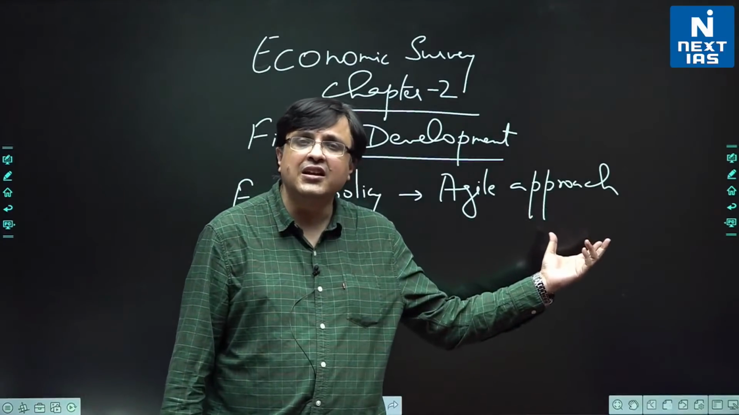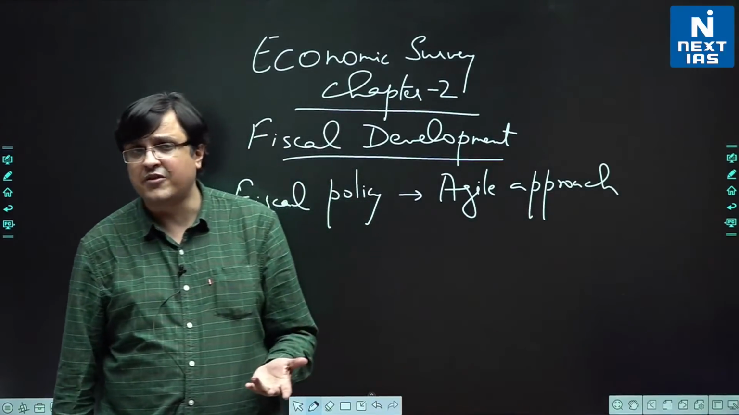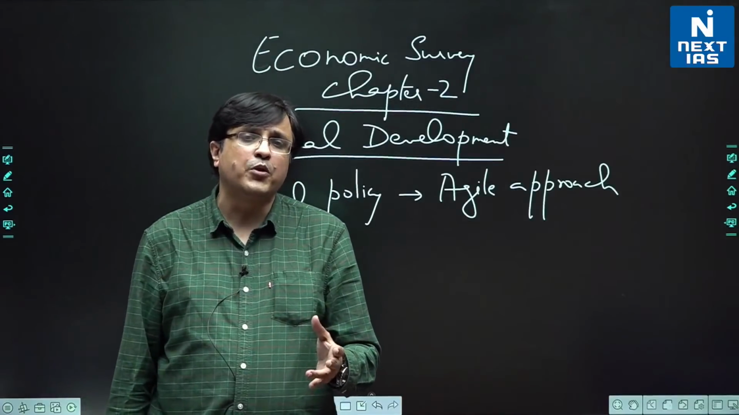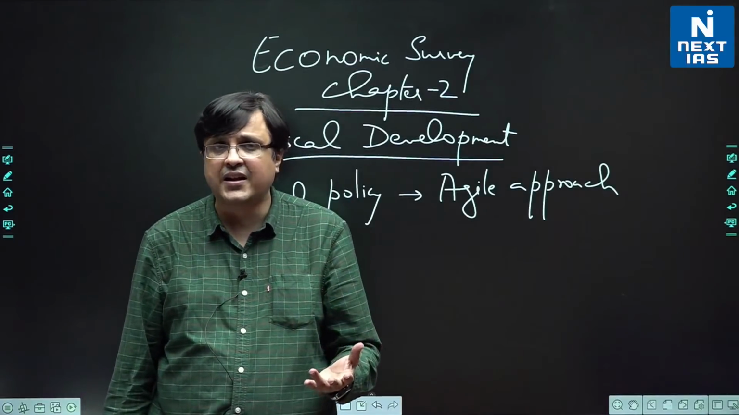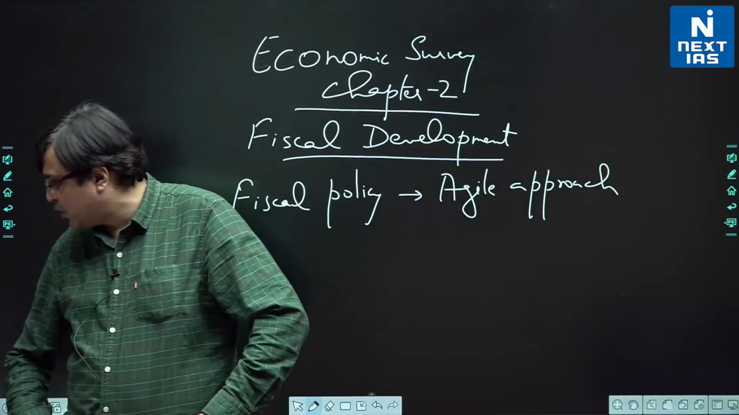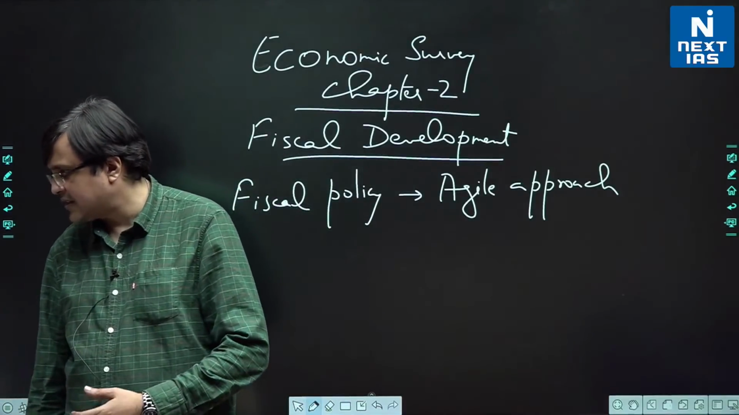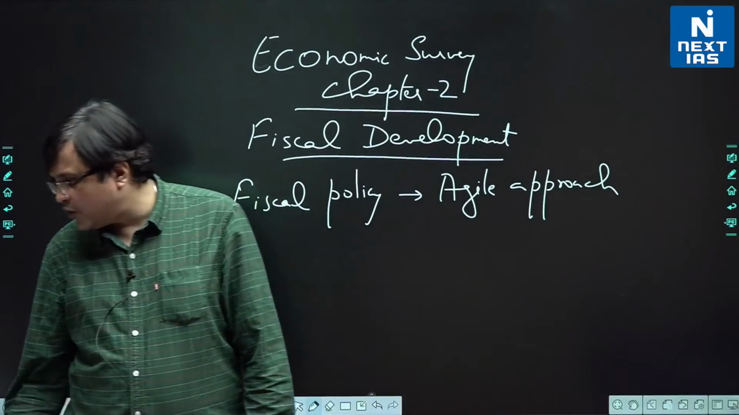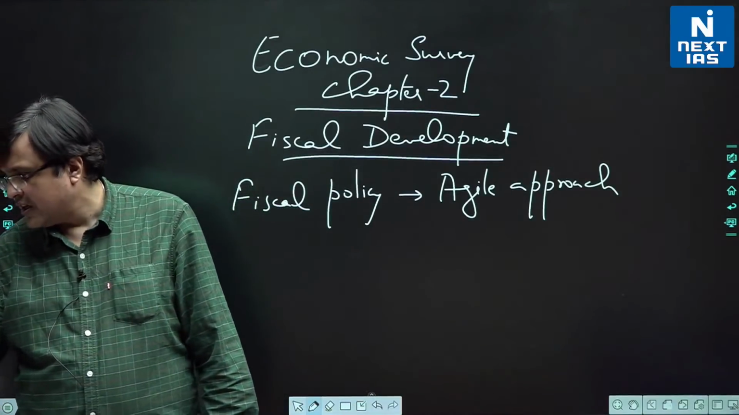So that is fiscal policy with agile approach, is again what the economic survey says, that rather than having a waterfall approach, that is rather than having an approach of knowing everything and then pre-deciding, we go for an agile approach. That is one aspect that they bring across. And they give you examples of agile approach.